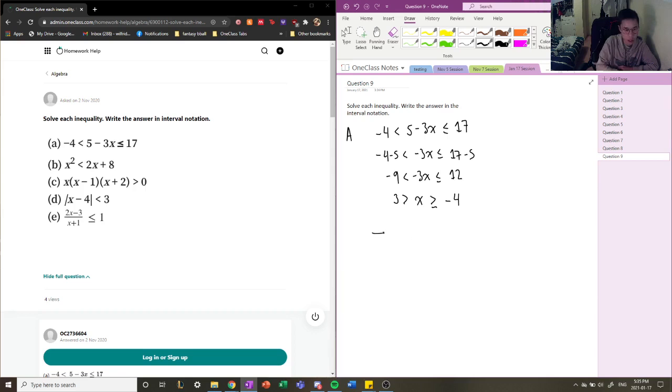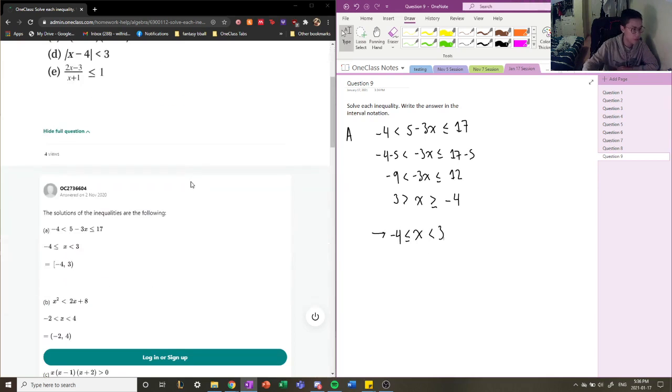Okay, so if I were to rewrite this inequality, because right now it looks kind of messy, we have x is greater than or equal to -4 and less than 3. So this is the first answer to our solution. They ask us to write this in interval notation.